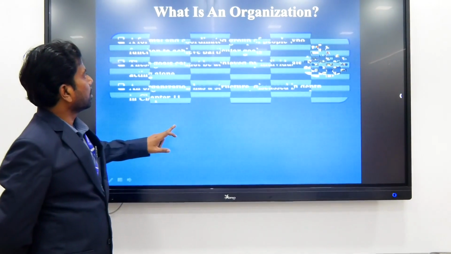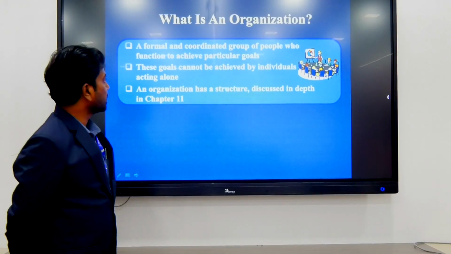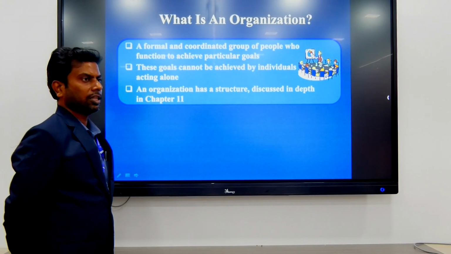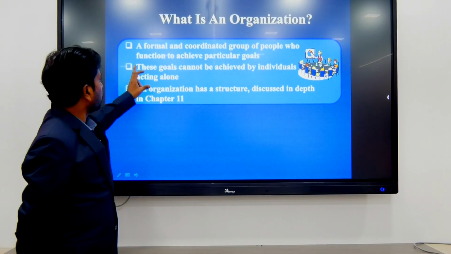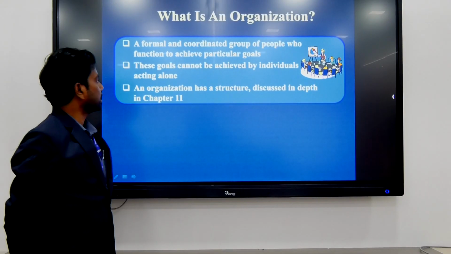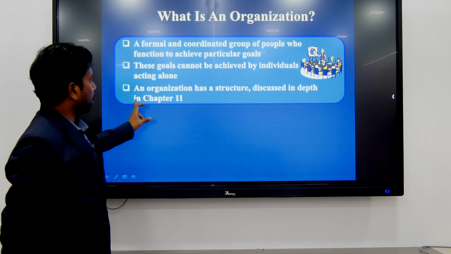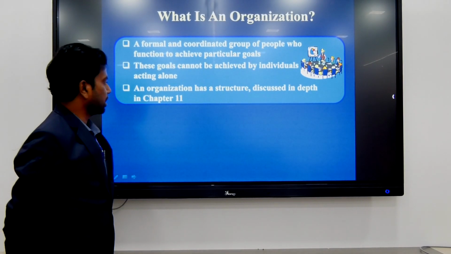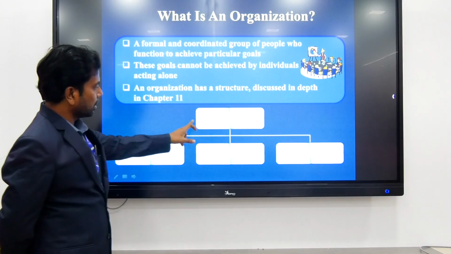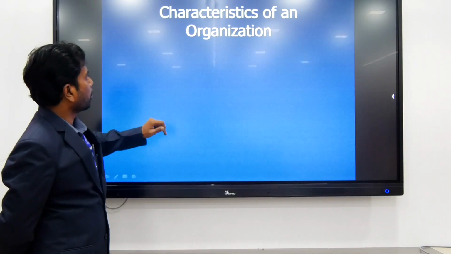Then we will see what is an organization. Organizations are classified into two types: one is formal and another one is informal. A formal organization is a coordinated group of people, unlike individuals acting alone. Organization as a structure, we will see in the next chapter. Then this is the diagram of a formal organization.